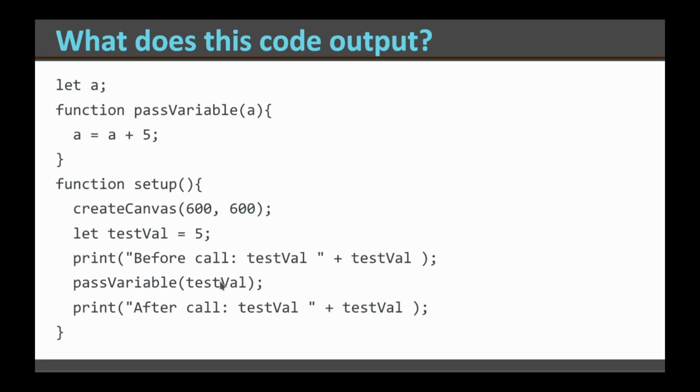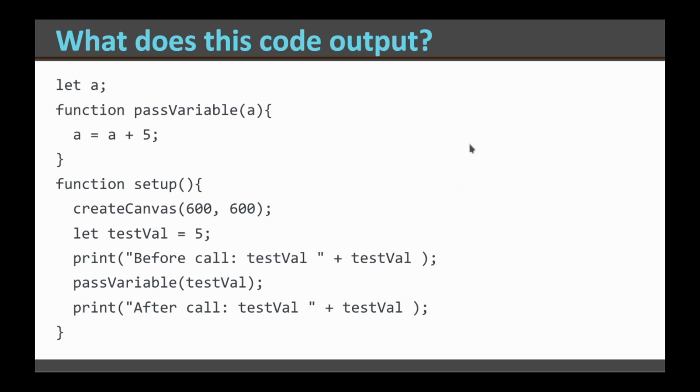Okay. Now, we call pass variable with that test val, which we know is just 5. We just printed it out, and we put it in here as parameter A. All right, what is test val here, after we run the function? I see wheels turning. I'll just give it a moment. Yeah? Is it 10 because it's been moved on top of?